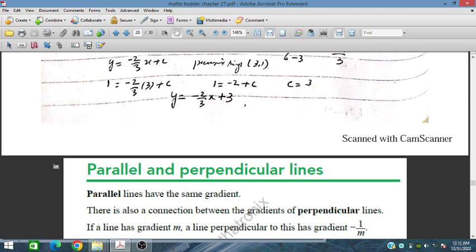In the next session we will discuss parallel and perpendicular lines.